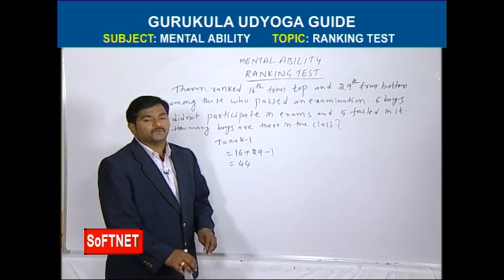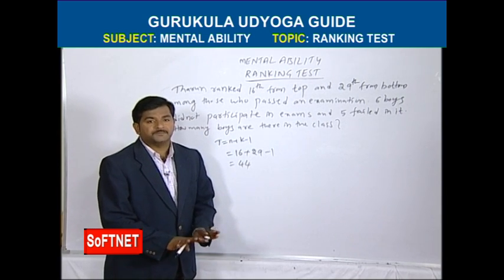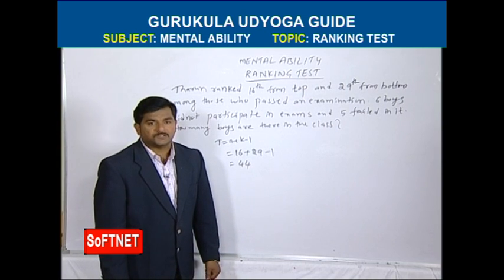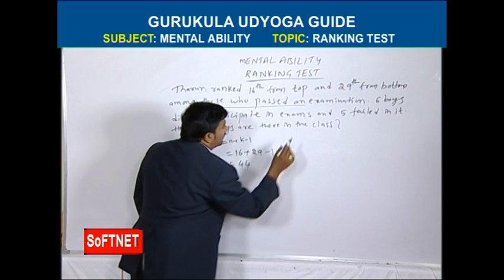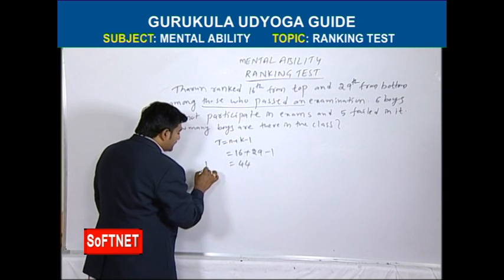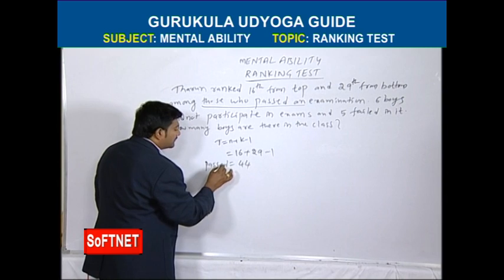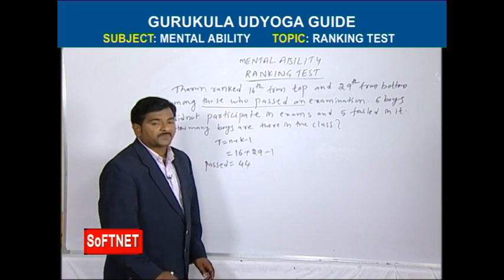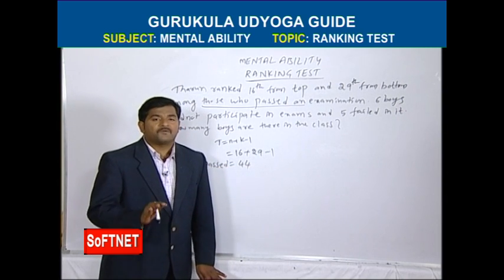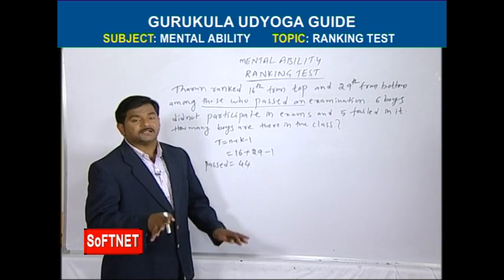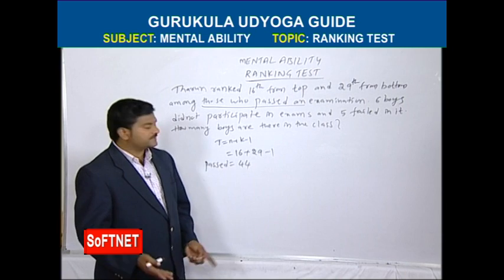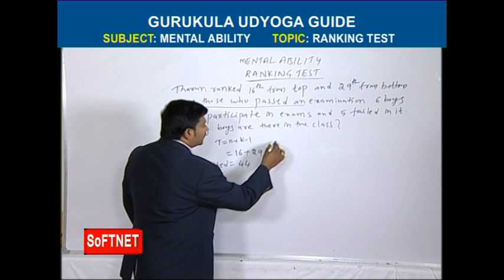No, 44 is not the total number of objects. So here 44 is not the total. 44 is indicating what? Among those who passed an examination, simply 44 are passed candidates, or in other words, 44 ranks are there in that exam. 44 ranks means 44 passed. I don't want this.